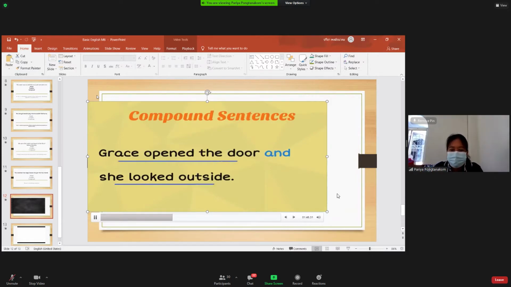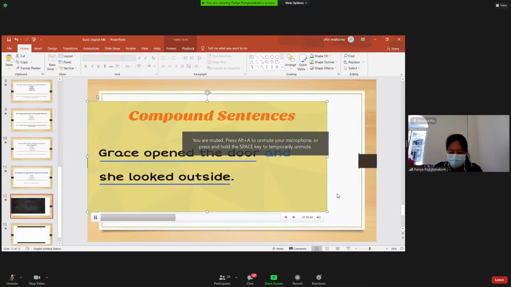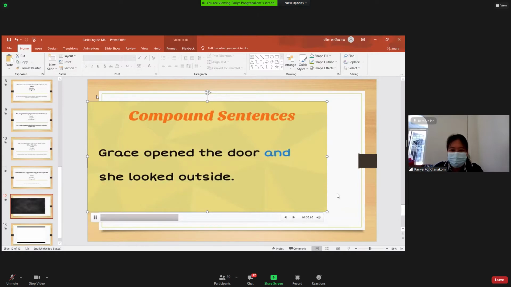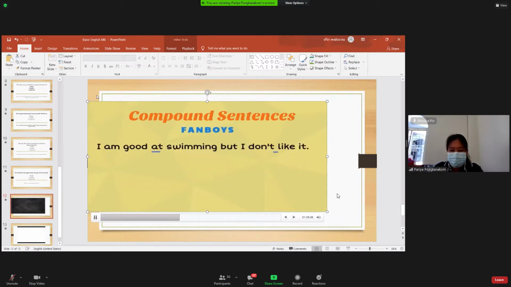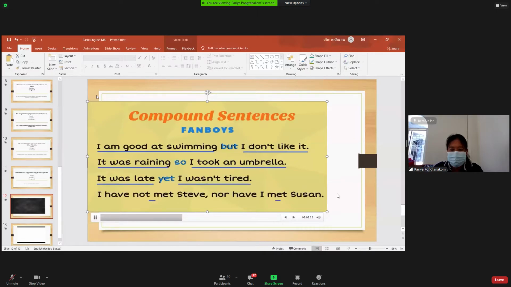The sentence has two independent clauses. That is, both clauses are a completed thought with a subject and a verb. Here are some other compound sentences. They each have more than one independent clause and are joined by a coordinating conjunction.